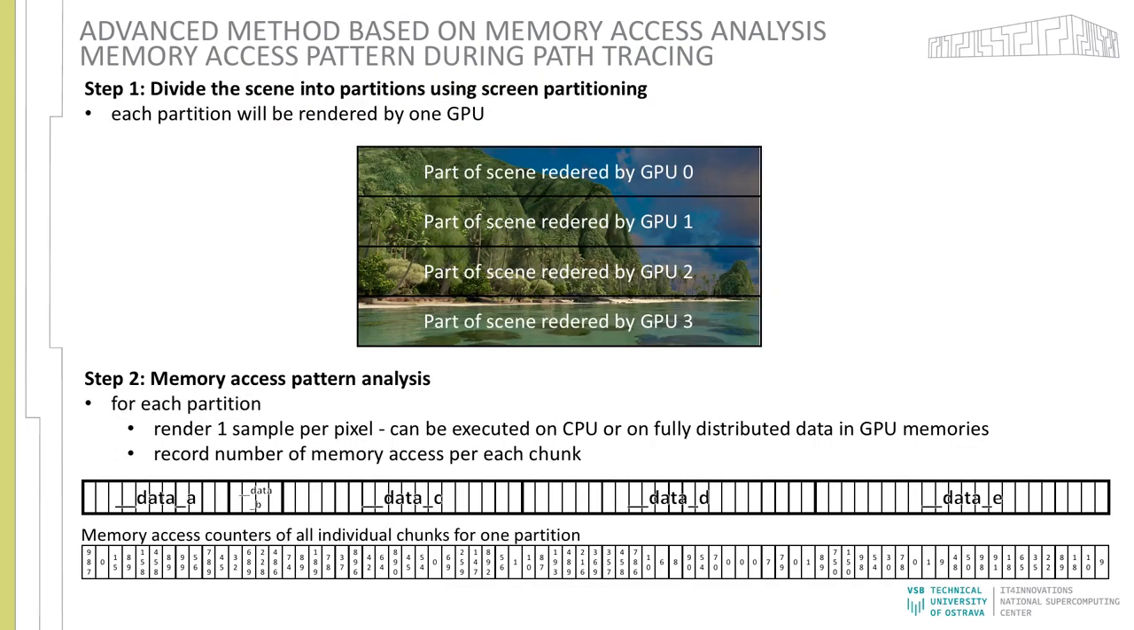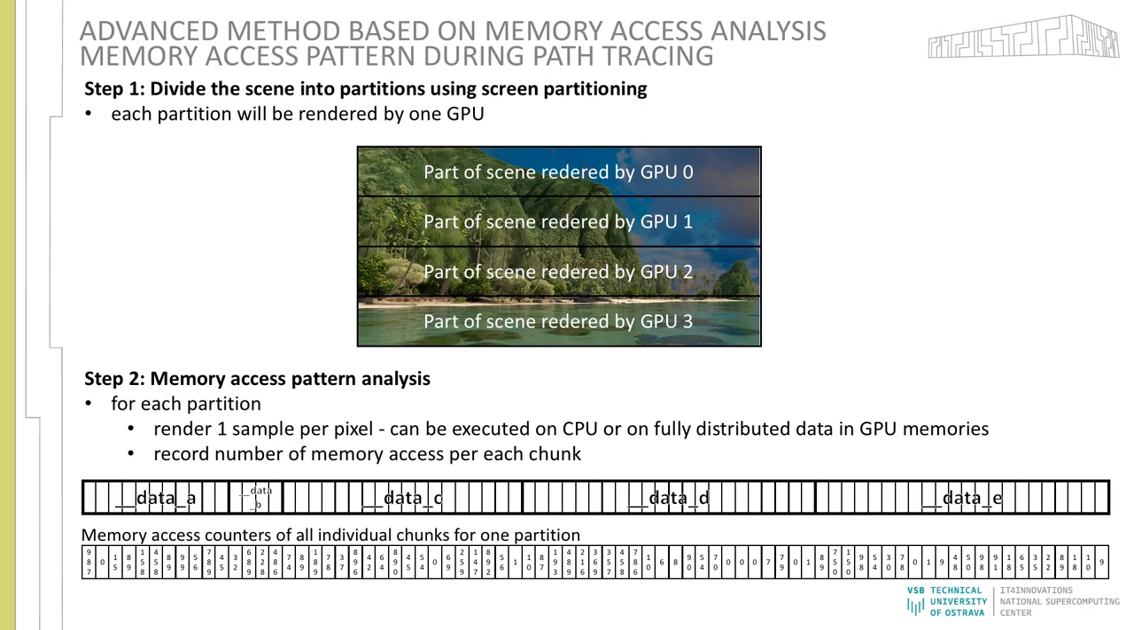Let's suppose that we have all data structures divided into chunks. Then, in the first step of the algorithm, we divide the scene into partitions based on the screen partitioning. In the final rendering, each of these partitions will be rendered by a different GPU. The second step of the algorithm is to analyze the memory access pattern of the path tracer based on a one or more samples per pixel prepass.